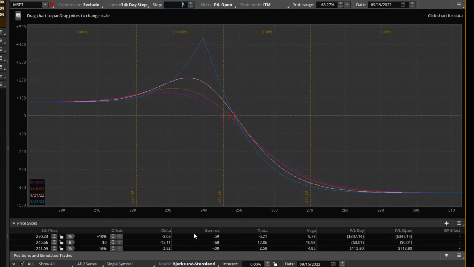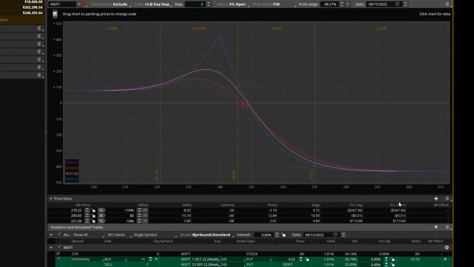If you go down to the price slices, first let's get a breakdown of what they're going to give us as far as the columns. We've got delta, gamma, theta, vega, and then we've got a profit loss for the day and since open. If you lock this price and you let it sit day after day after day, this will change differently than that. Kind of cool, right? So it will keep track of it as this is your price and the days that you do it.